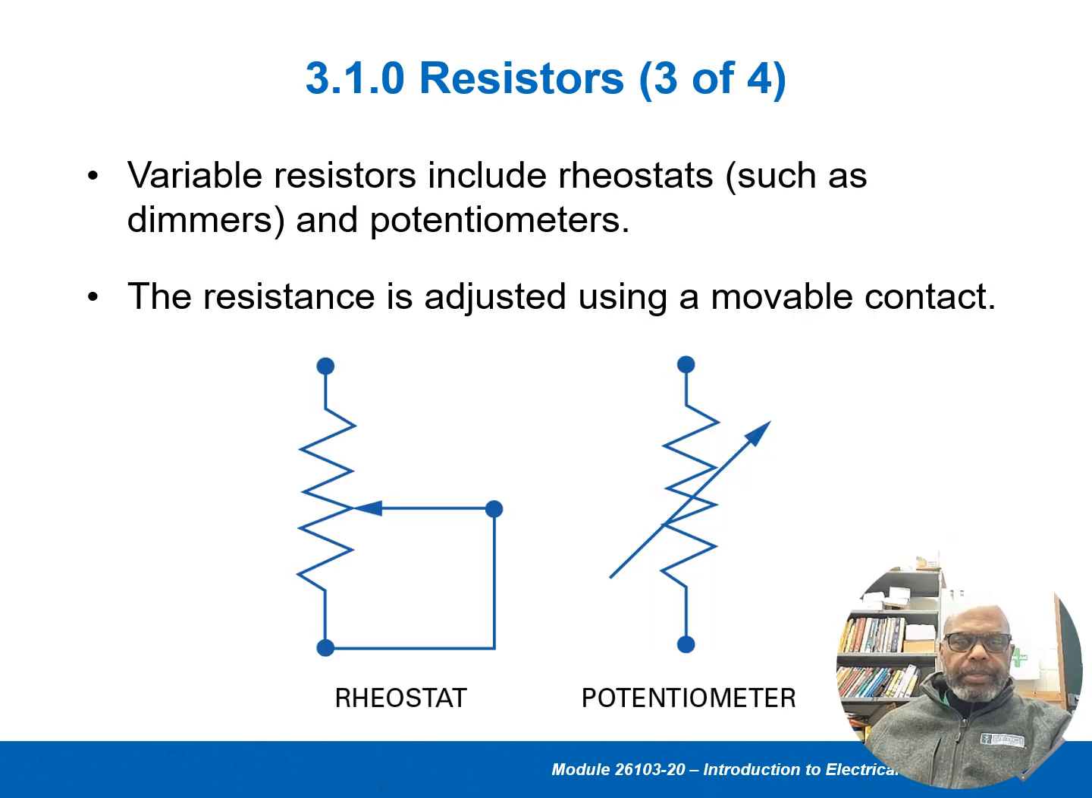Again, these are variable resistors, and again, a rheostat or potentiometer is a resistor that can adjust its resistance based on where you turn the knob.